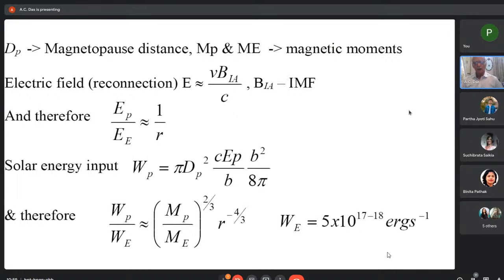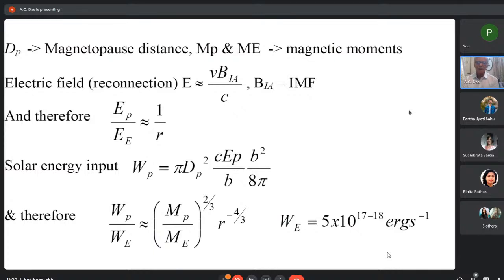Now look, all this depends upon the magnetic moment of the planet and the distance r. And of course, you have to know the corresponding electric field in the case of Earth, and then you can find everything. But these are the scaling laws.